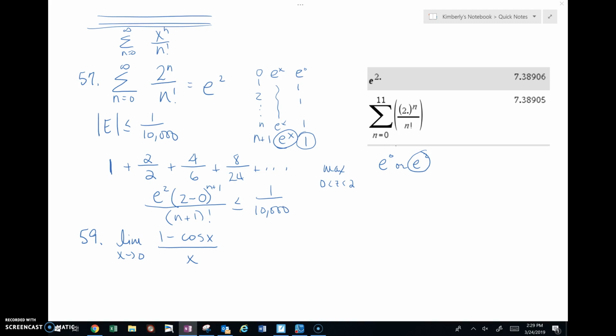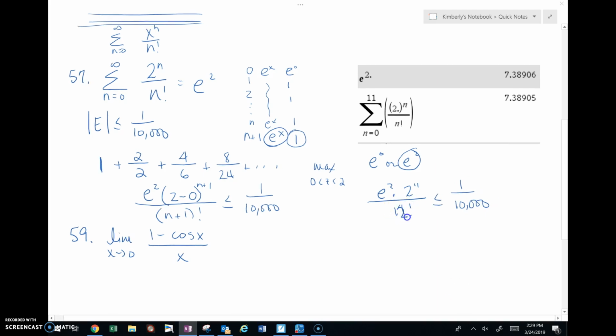So when we put this in, we found that that value was n equals 11. And so when we put 11 in, we had e squared times 2 to the 11th over 11 factorial, and we found that that was less than or equal to 1 over 10,000. And actually, I mean 12. Because once we got this to work, then we were able to go one term that preceded that. And you can see from our answers, that works.